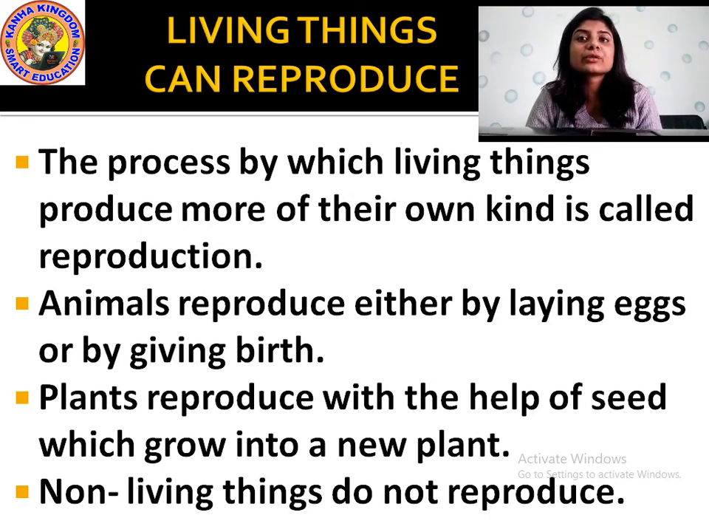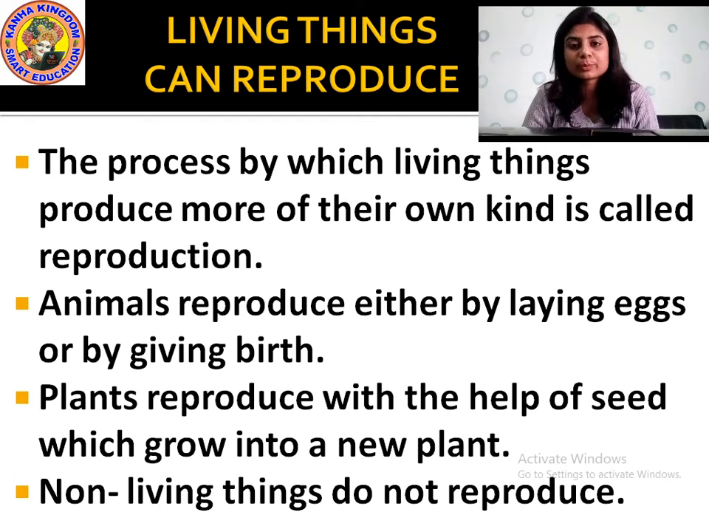Then animals reproduce either by laying eggs or by giving birth. And animals, how do they reproduce? They reproduce either by laying eggs. For example, hen, duck, snake, crocodile, they all lay eggs to give birth to the young ones. And animals like dog, cat, cow, buffalo, deer, elephant, human beings, they reproduce by giving birth. They give birth to small babies of their own kind. Understood?